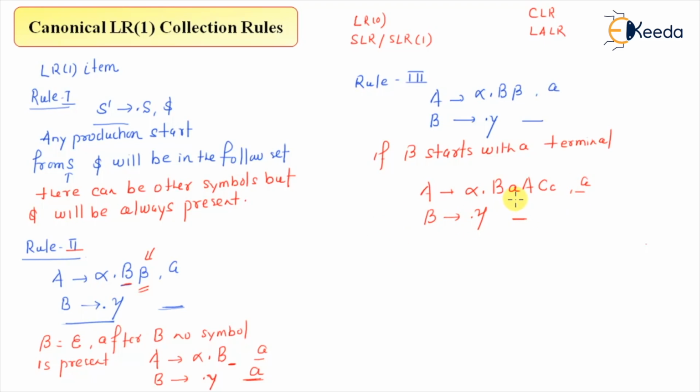Now there can be confusion, so let me change this symbol and write a different one over here. Let's call that symbol, suppose, X. So if beta starts with a terminal, that terminal is X, and if I add this production, then I will write X here. When nothing is there after B, I just copy A as it is, but if I get a terminal, then I put that terminal in the follow set.